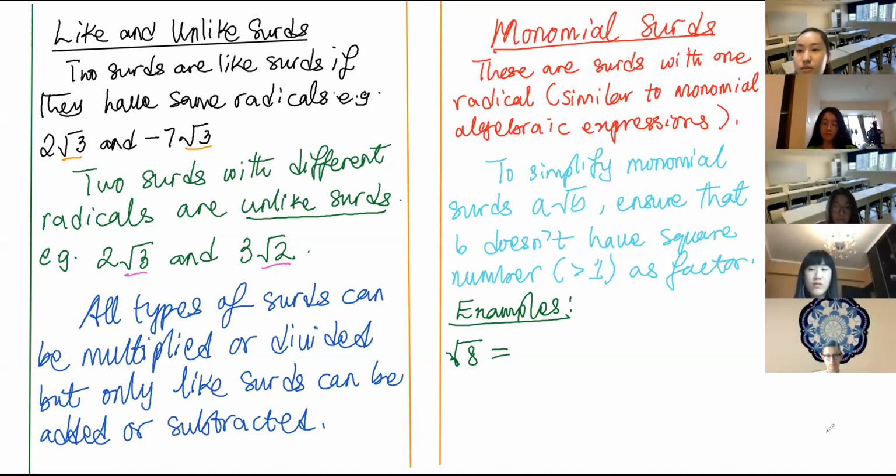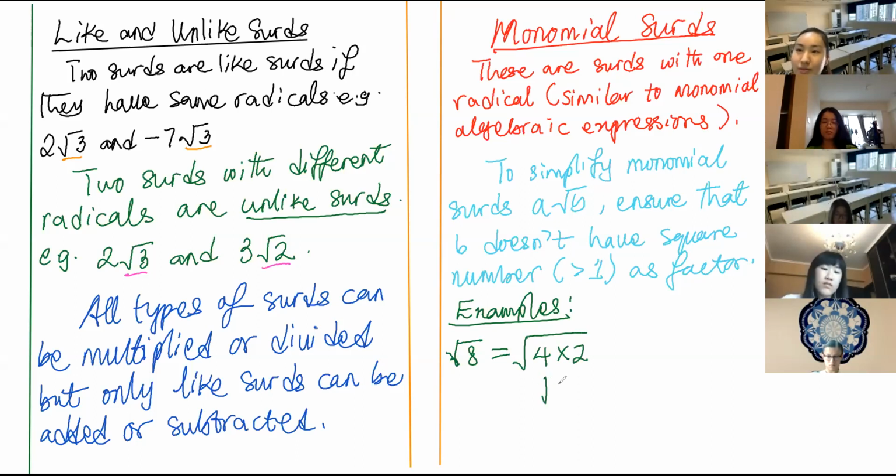Does 8 have a square number factor? Yes. The square number is 4. That is, can any square number divide 8 without any remainder? The answer is yes, and that is 4. Usually you look for the largest square number that can divide it, and the largest square number is actually 4. So you're going to write 8 as 4 times 2, because 4 is the largest square number that can divide it.